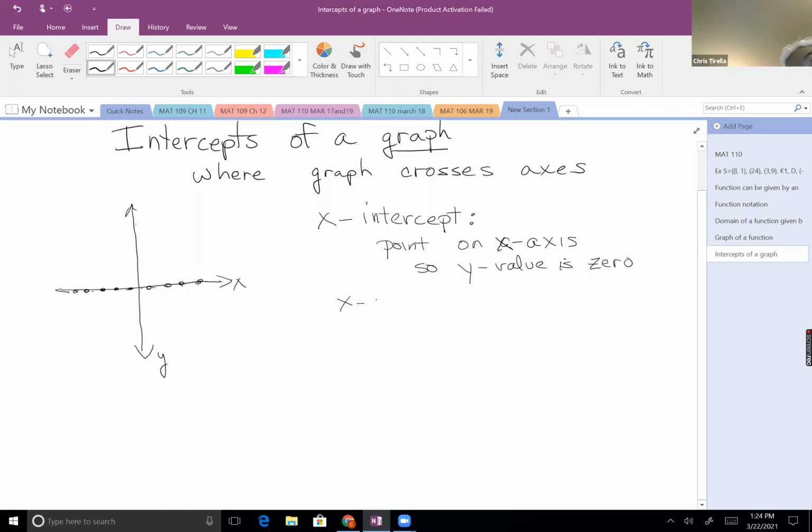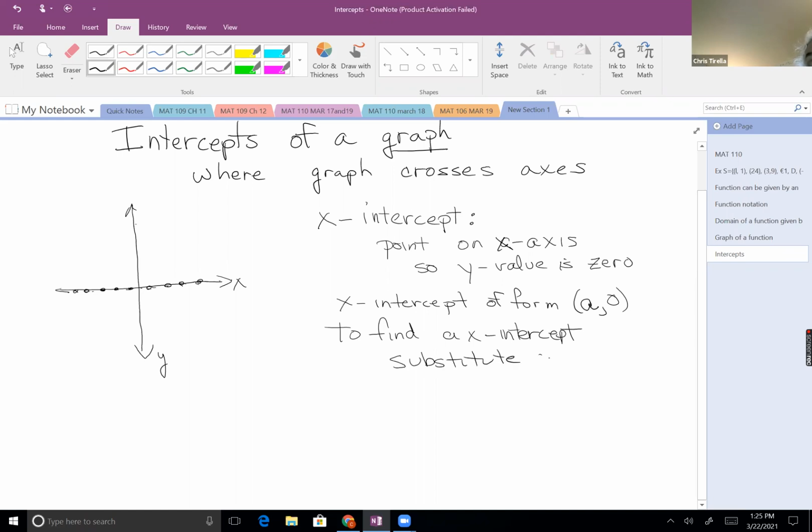So the x-intercept is always of the form (a, 0). It'll have some x value, we'll call it a, and its y value will be 0. And so to find an x-intercept, we'll substitute y equals 0 and solve for x.